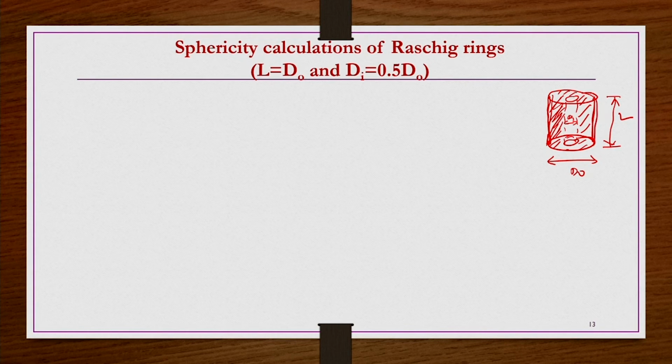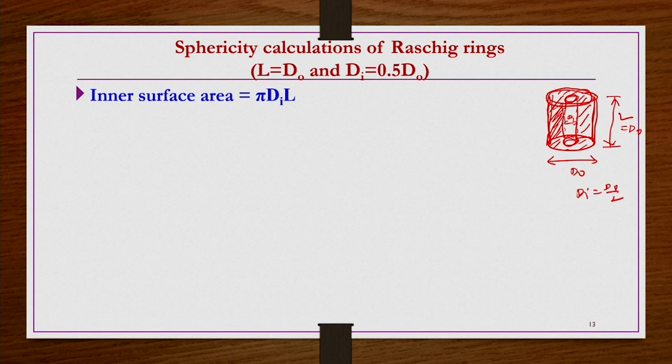So, for this, what is going to be the sphericity, that also we can calculate. Because it is a hollow short cylinder, we can take L equals d naught, and di equals d naught by 2. The surface area of the inner, hollow portion is pi di L, and the outer surface area is pi d naught L.